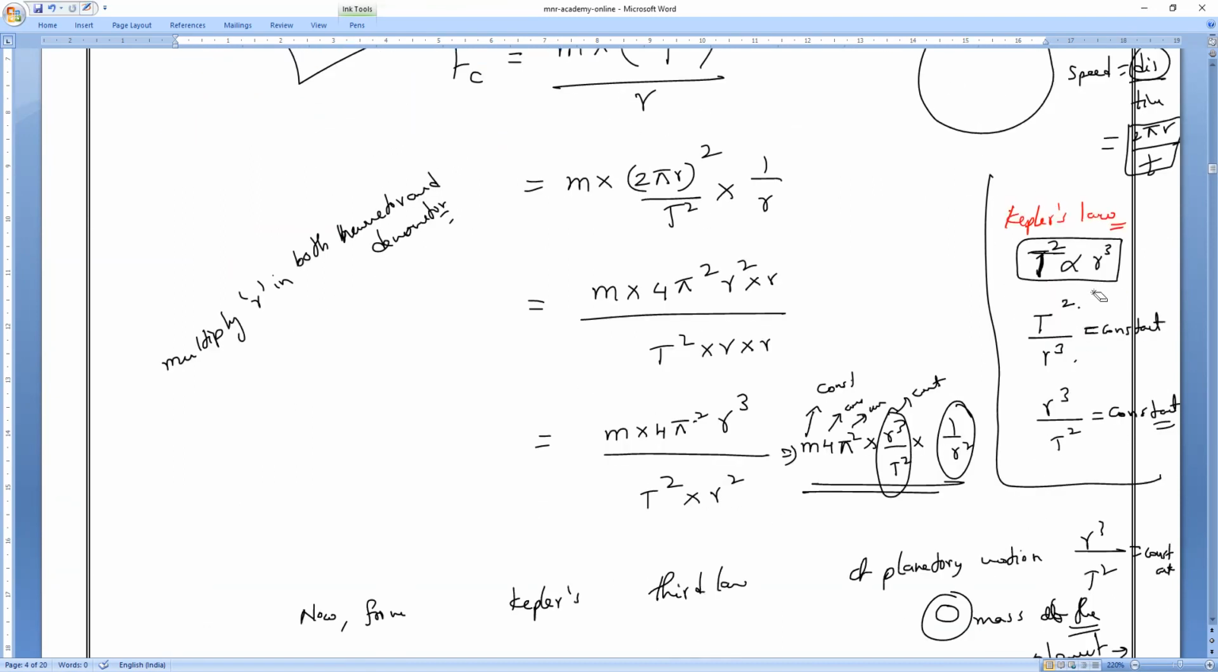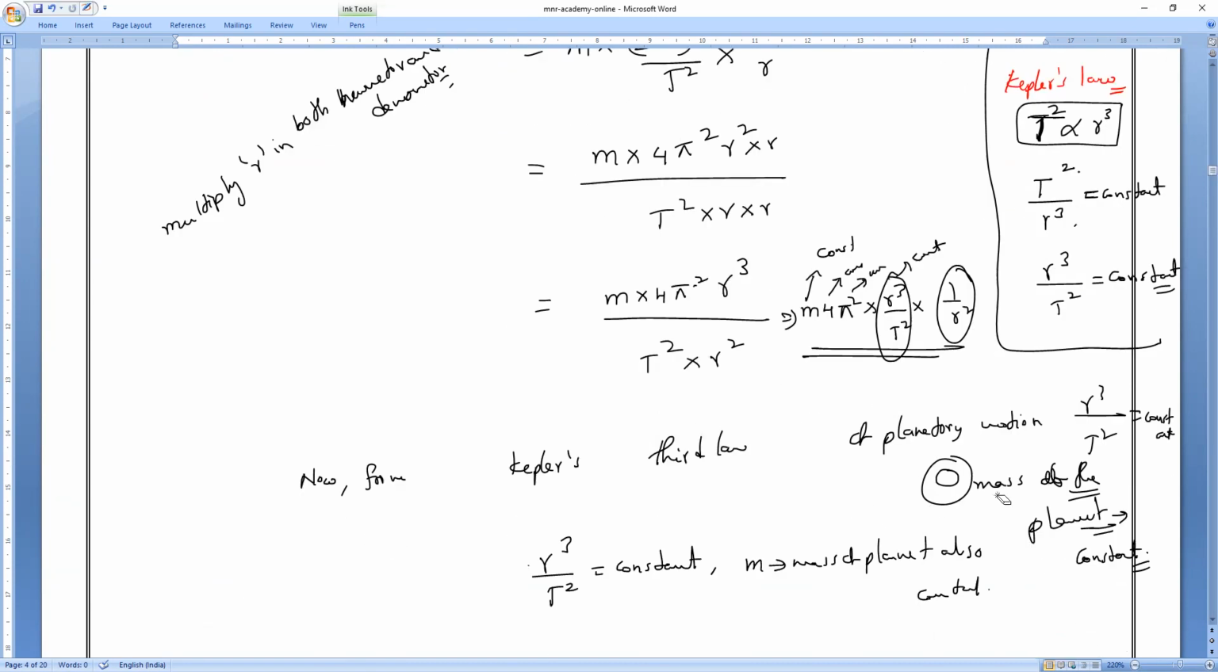But according to Kepler's third law, what we know is r cube by t square is equal to a constant. So to derive this, I am multiplying both numerator and denominator with r. So r square into r turns into r cube, r into r turns into r square. We all know that the mass of the planet remains constant, and r cube by t square also remains constant. So what else is there? Everything is gone. m is constant, 4 pi square is constant, r cube by t square is equal to constant, because according to Kepler's third law.